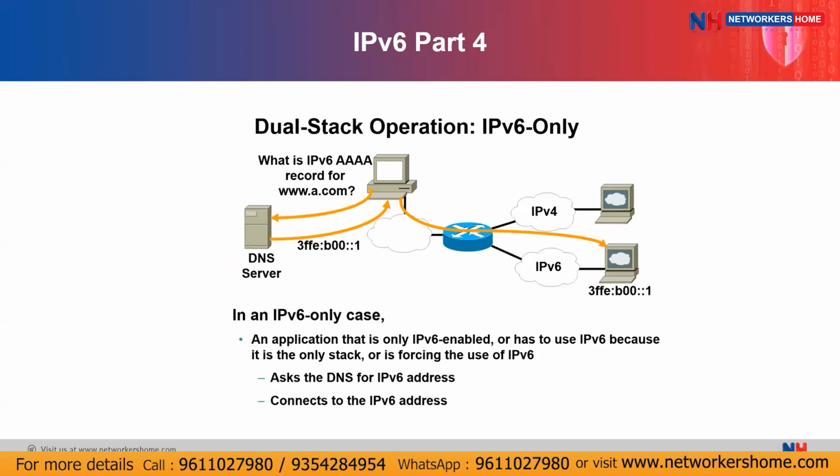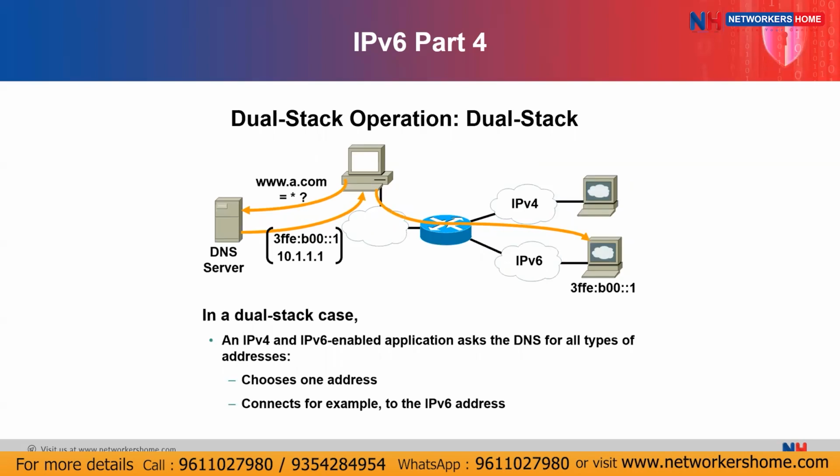In the case of IP version 6, an application that is only IPv6 enabled, or is enforcing the use of IPv6 because it is the only stack, asks the DNS for an IPv6 address and connects to the IPv6 address. And in a dual stack case, an IPv4 and IPv6 enabled application asks the DNS for all types of addresses, chooses one address, and connects, for example, to the IPv6 address. It depends upon what our requirement is.